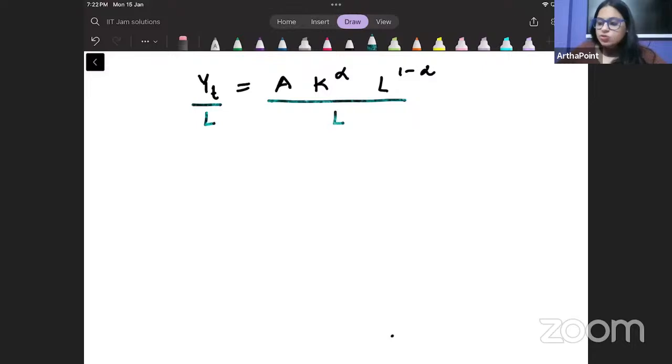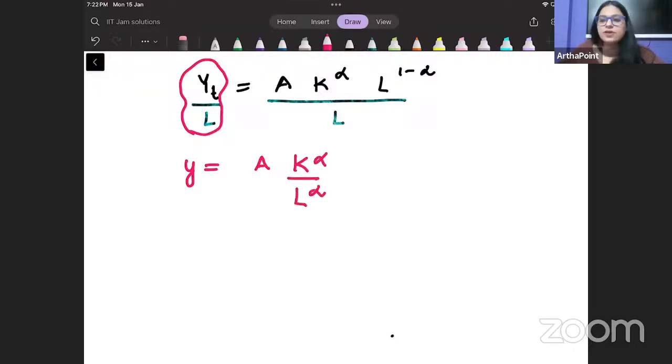When I divide it throughout by L, I will get, ये तो small y का definition given है question में. So I will get small y is equal to A, k to the power alpha by L to the power alpha. This will be A, k by L to the power alpha. This will be like this.